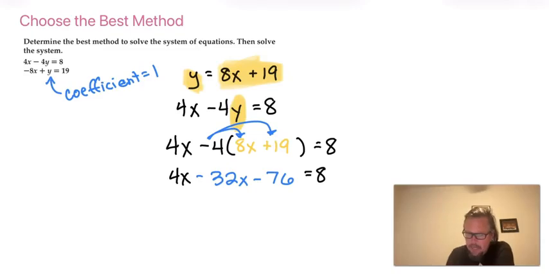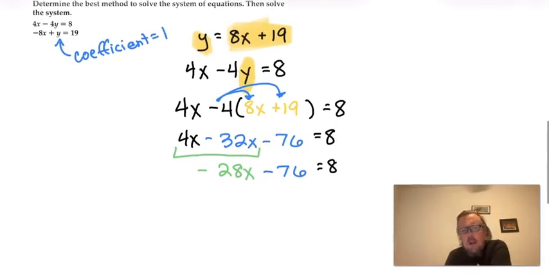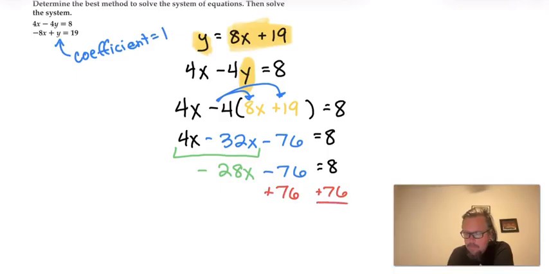Let's go ahead and combine our x's. 4x minus 32x is going to give us negative 28x. Then we'll have minus 76 equals 8. And then let's go ahead and use our addition property of equality. We will add 76 to both sides. So we'll have negative 28x equals 84.